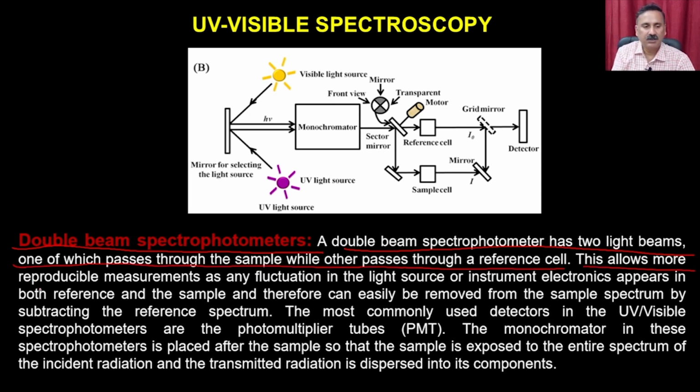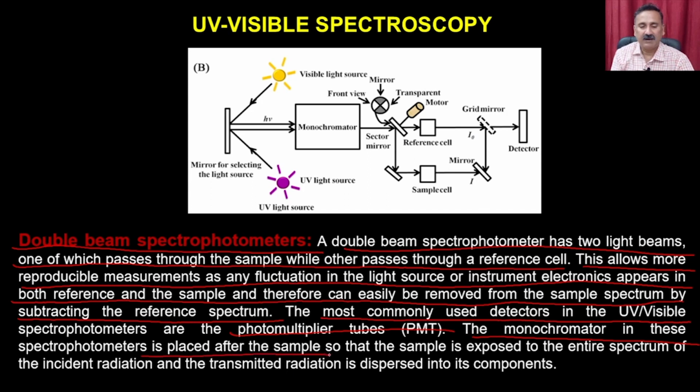This allows more reproducible measurement, as fluctuation in the light source or the instrument electronics appears in both the reference and the sample, and thereby can easily be removed from the sample spectrum by subtracting the reference spectrum. The most commonly used detectors in the UV spectrum are photomultipliers, or PMTs. The monochromator in these spectrophotometers is placed after the sample, so that the sample is exposed to the entire spectrum of the incident radiation, and the transmitted radiation is dispersed into its components.